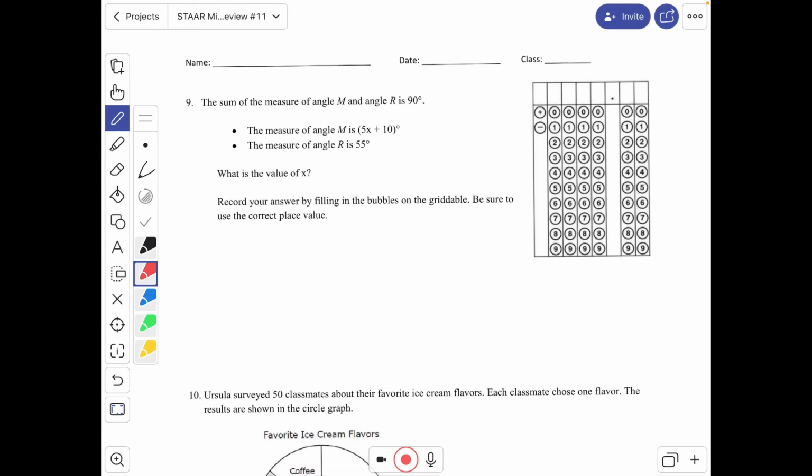Number 9, the sum of the measure of angle M and angle R is 90 degrees. The measure of angle M is 5x plus 10 degrees, and the measure of angle R is 55 degrees. What's the value of x? Sum means we add. So if we add these two angles together, they're going to equal 90. So I have 5x plus 10 plus the 55 equals 90.